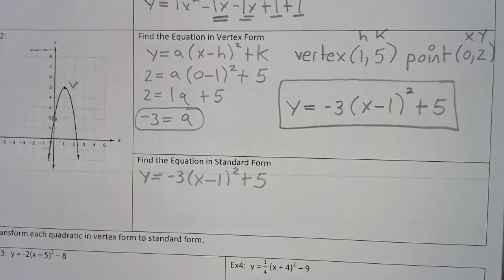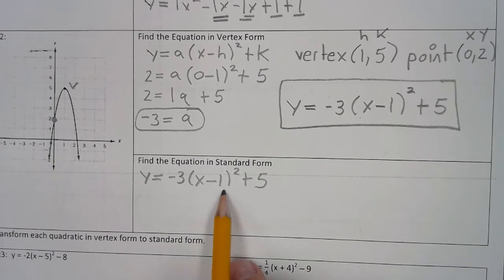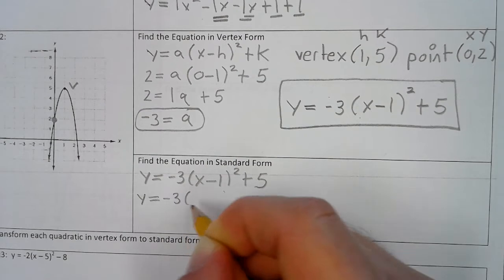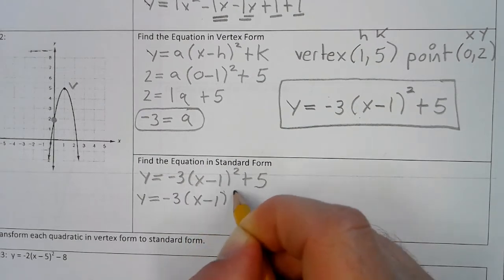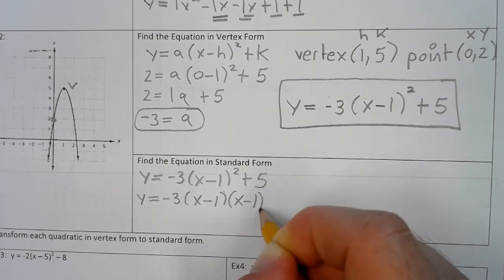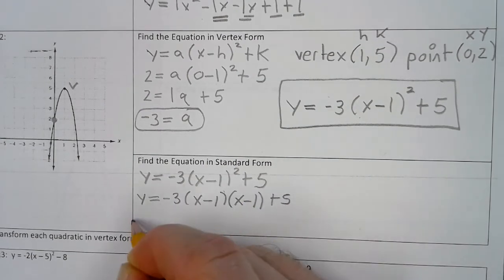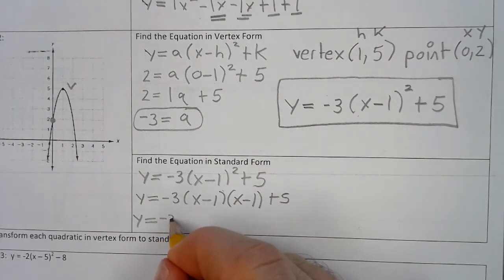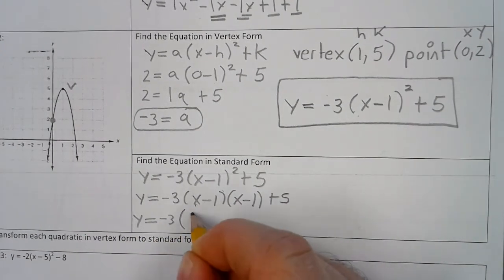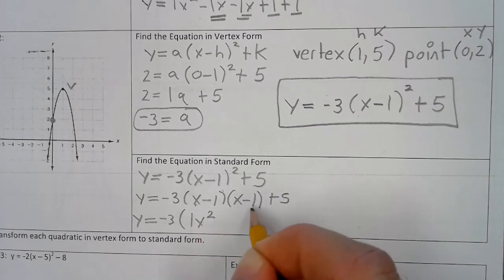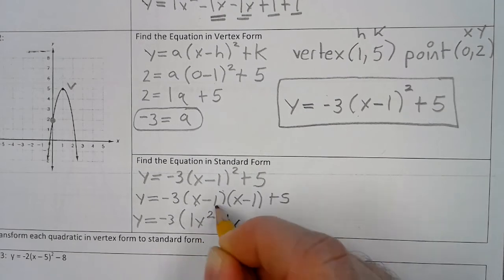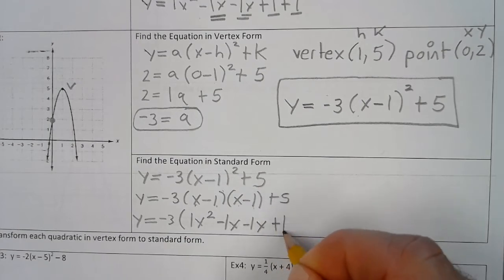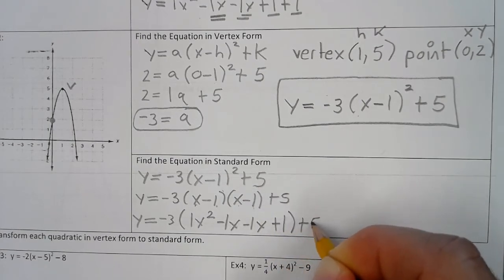Okay, and then we're in step 6, simplify the x minus h squared. So that's y equals negative 3 (x minus 1) times (x minus 1) plus 5. So y equals negative 3 times: x times x is 1x squared, times negative 1 is negative 1x, negative 1 times x is negative 1x, negative 1 times negative 1 is a positive 1, plus 5.